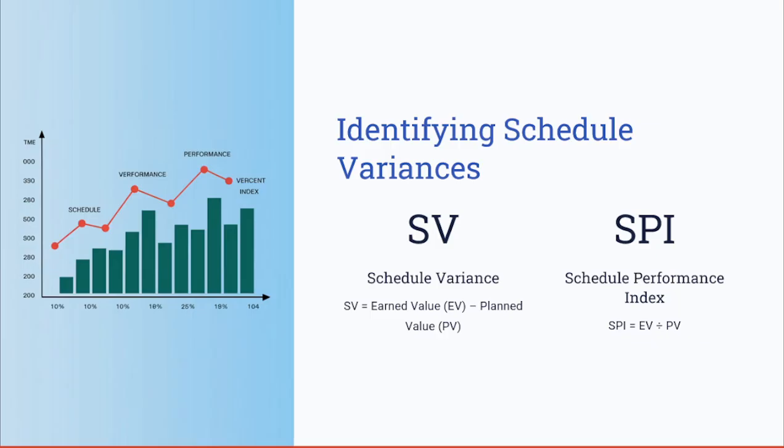Schedule variance helps you understand the variance between the planned value, or the planned schedule timing, compared to the earned value. The schedule variance, or SV, can be calculated as the earned value, which is EV, minus the planned value, which is the PV. And if the SV is greater than zero, the project is ahead of schedule.